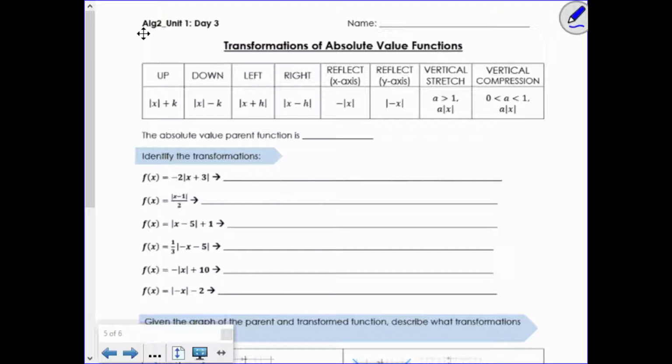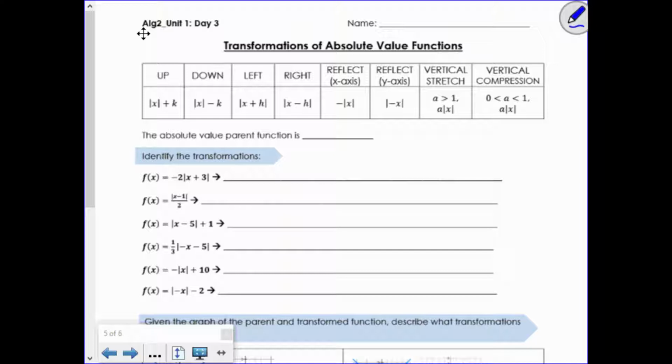Then we have our reflection. When the negative factor or multiplication is on the outside of the function, it's reflected over the x-axis. When it's on the inside of the function, it's reflected over the y-axis. And then we have our stretch, which is when you multiply times something greater than 1, and your compress, which is when you multiply the front of the absolute value by something between 0 and 1, like a small fraction.